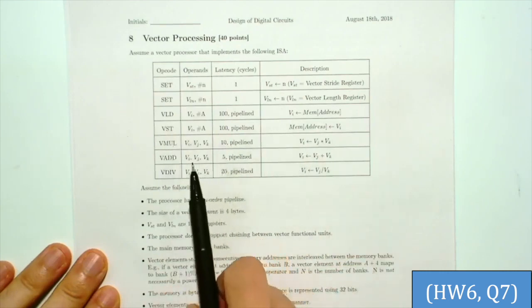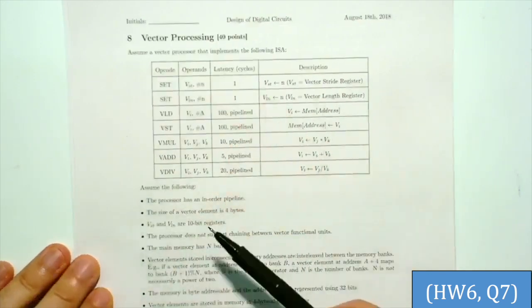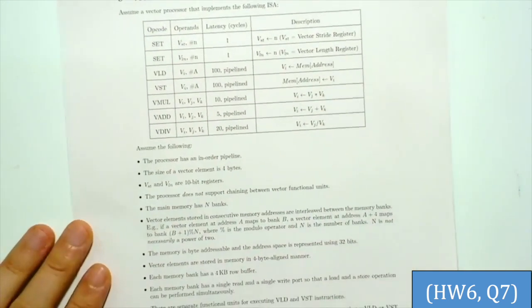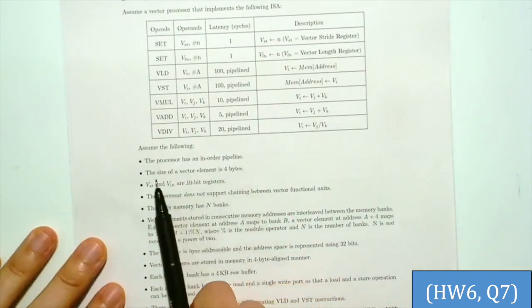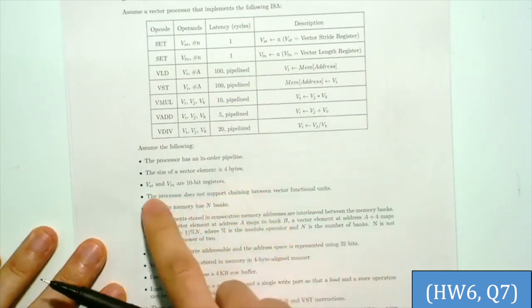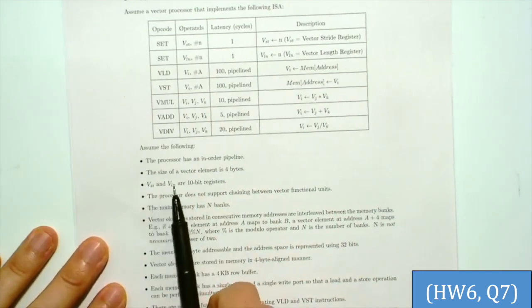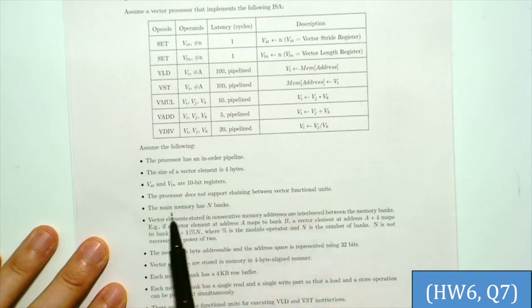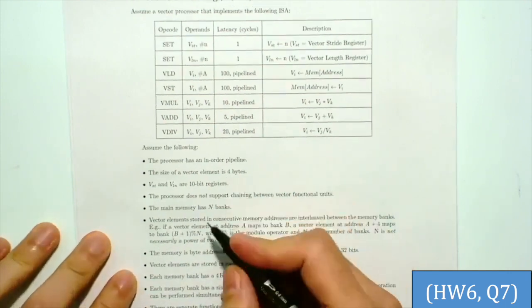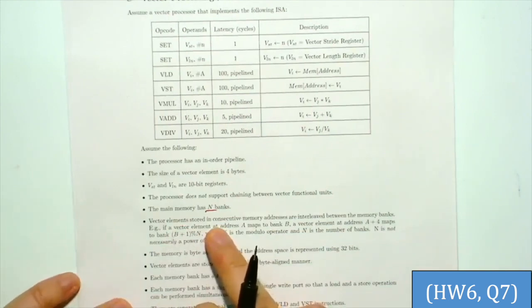Multiply takes 10 cycles, add 5 cycles, and divide 20 cycles, all of them pipelined. So you assume the following: the processor has an in-order pipeline. The size of a vector element is 4 bytes. The size of the vector stride register and vector length register is 10 bits. The processor does not support chaining between vector functional units. The main memory has n banks. And vector elements are stored in consecutive memory addresses.